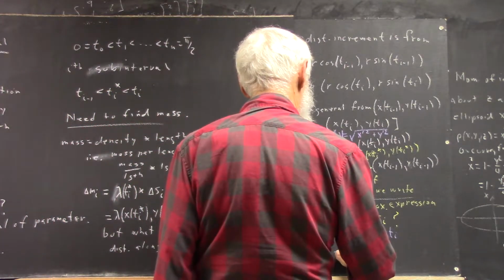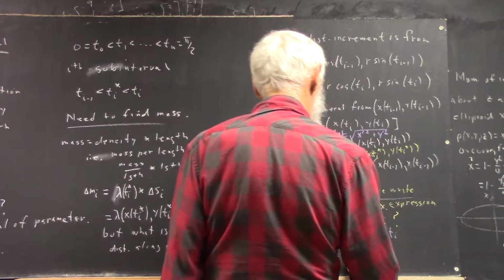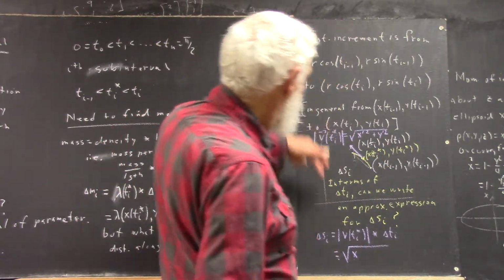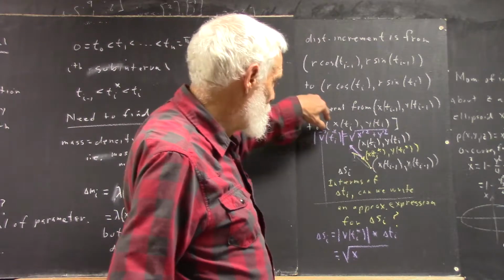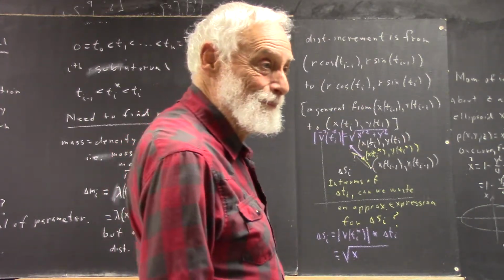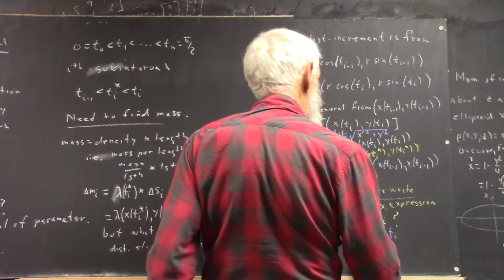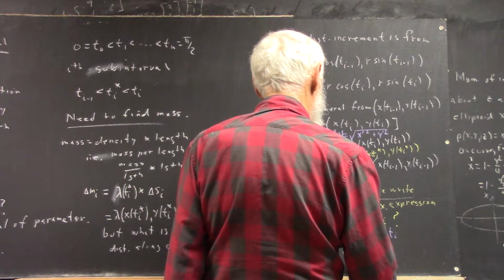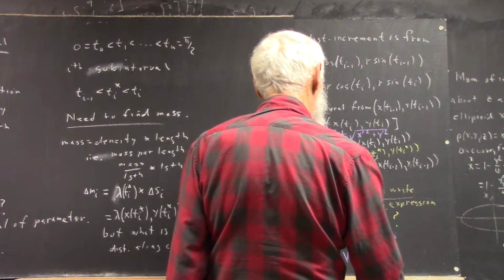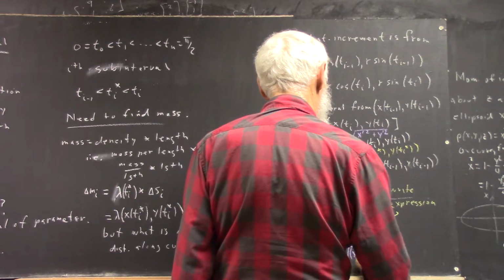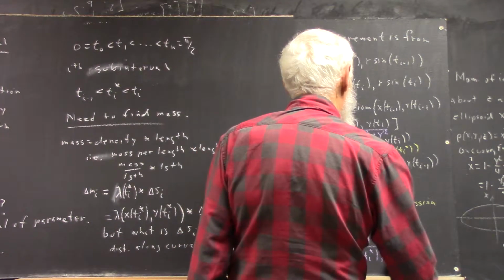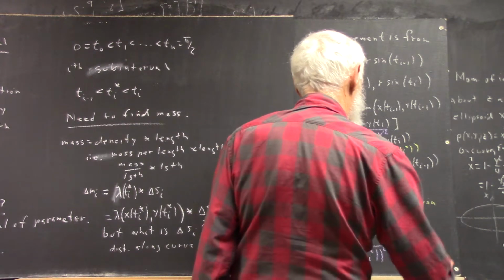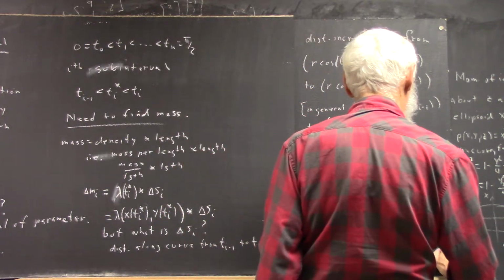And that is just the square root of, now I wrote it more abbreviated up here because, consistent with my pattern, I didn't anticipate what I was going to draw, and I didn't leave myself a whole lot of room. But I'm going to write the x prime squared plus y prime squared a little more specifically. It's the square root of x prime of t_i star squared plus y prime of t_i star squared, times delta t sub i.